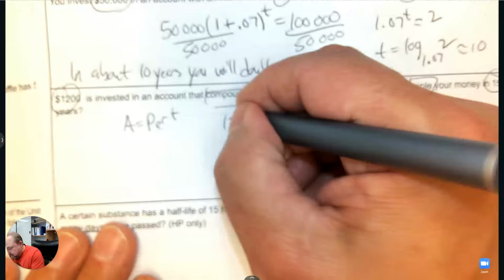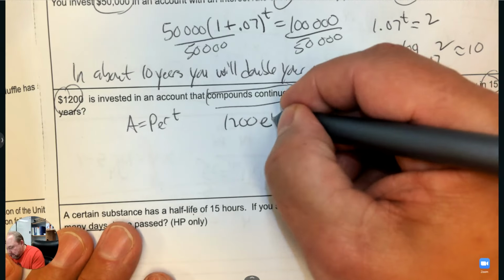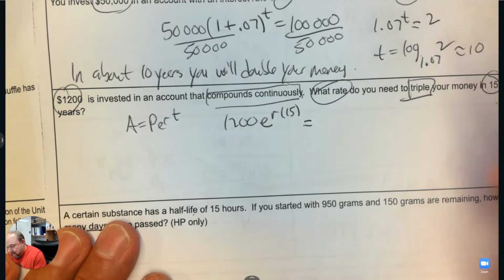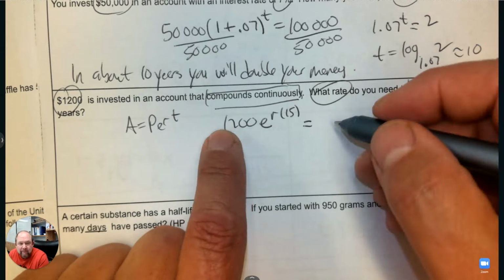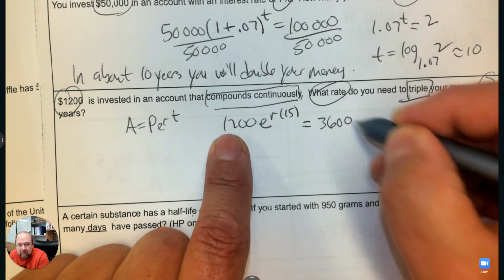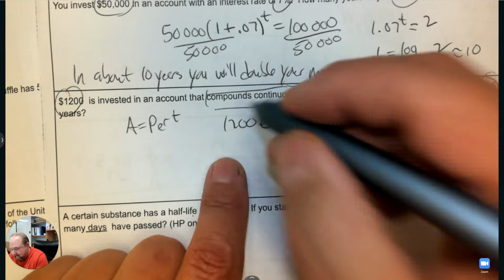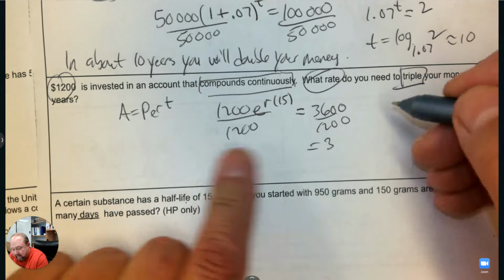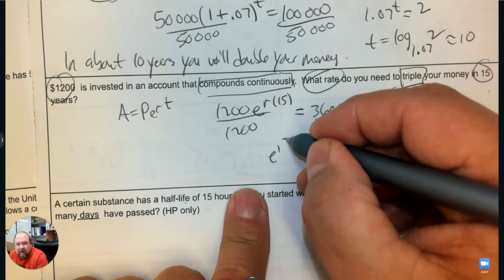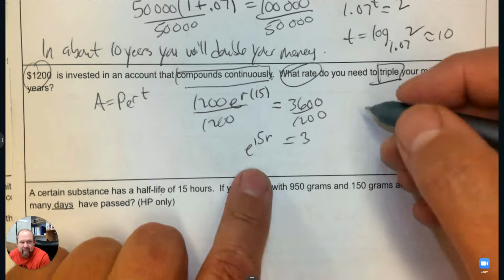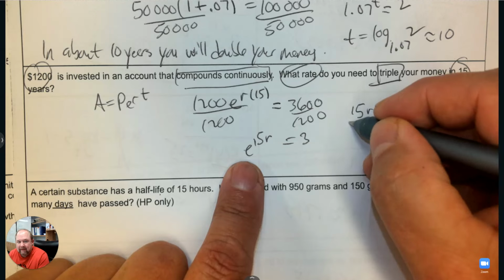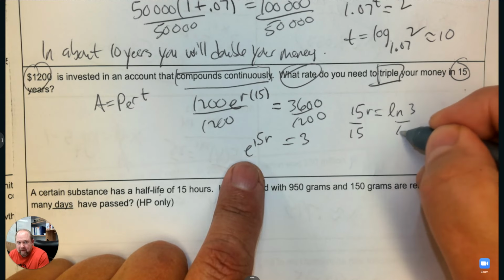So we started with 1,200 times e. We don't know the rate, but the number of years is 15. And triple. So if I go times 3, triple it, it's 3,600, and then I solve that. Now the thing is, if I divide here, triple means 3, right? So I'm going to get 3 out of that. And then you multiply r times 15, you get 15r. Write that as a logarithm, and then divide by 15, and you have your answer.